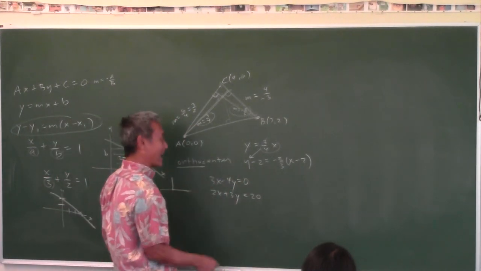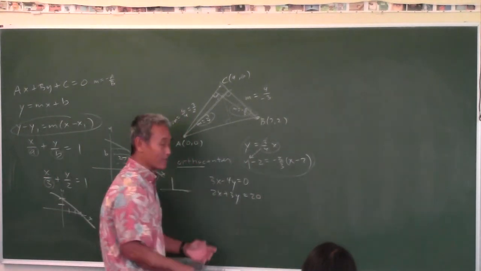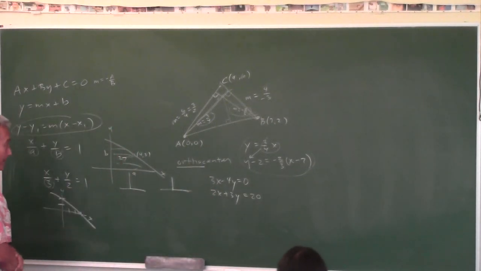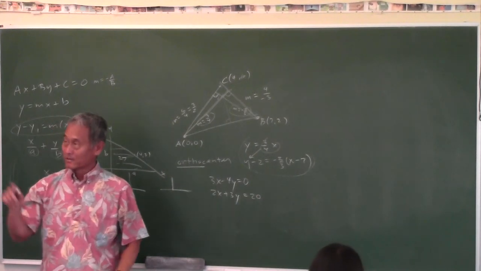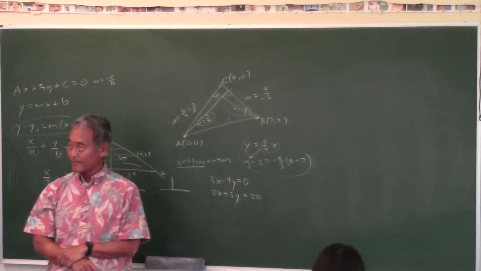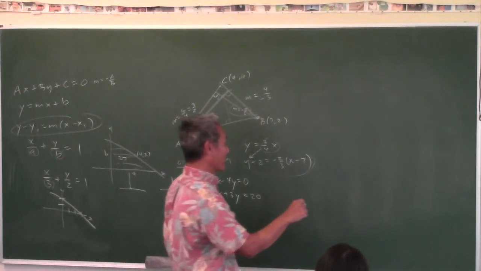I would guess 90% of you are just gonna do point slope form, and that's perfectly fine. Okay, so if you solve these two equations, you will get the orthocenter. So that's what you have to do on your homework. Now, let me just mention one more thing before I pass back the test.